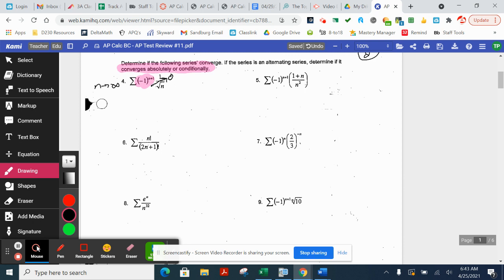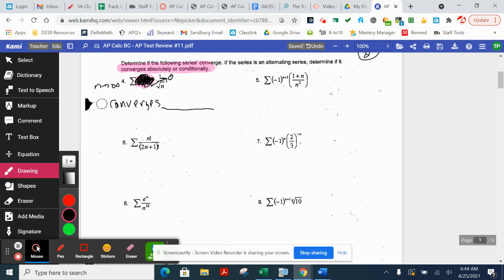The function on the bottom gets larger and larger. The numerator is always going to be a 1. It passes the nth term test. It's alternating, so this means that it converges. But then what we had to identify with this one, if I ask you conditionally or absolutely, is, does that converge conditionally or absolutely? The only way that would converge absolutely is if it wasn't alternating.